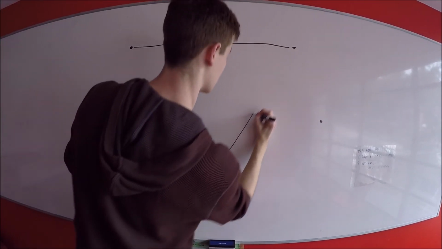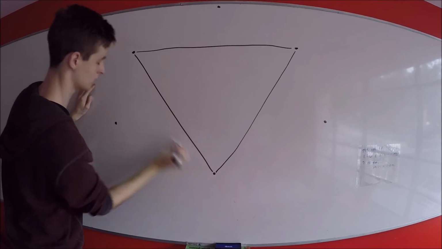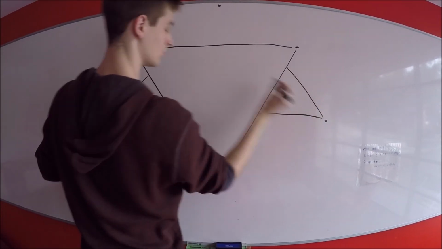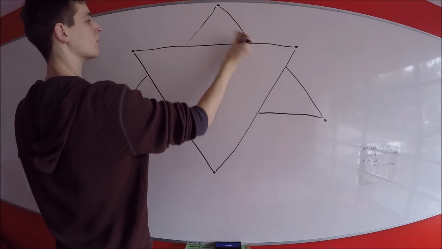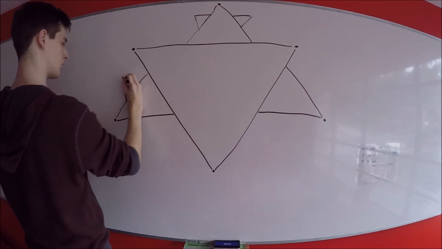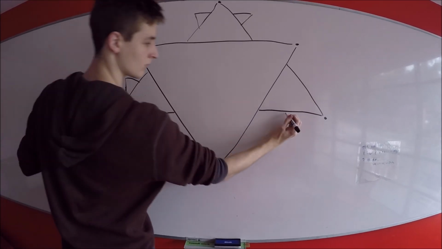For an example of a fractal, let's start with an equilateral triangle. Then, let's draw another equilateral triangle in the middle of each side. Then, let's repeat this step on all 12 sides of our shape. This shape is called a Koch snowflake, and it has a special property.